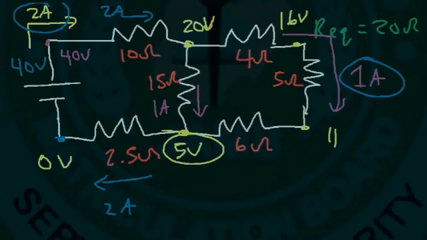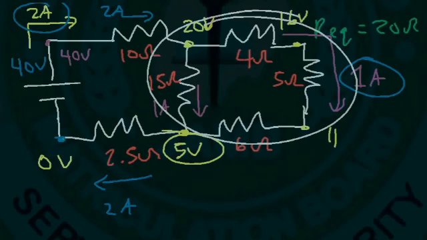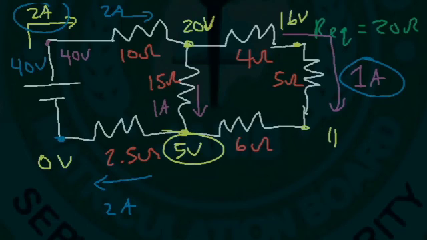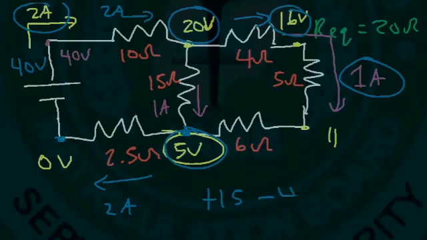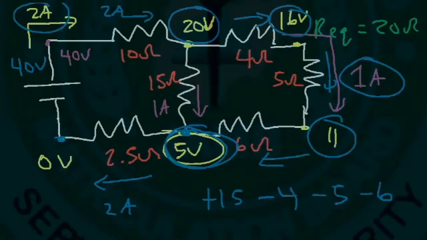Let's look at this part. So let's start at this position, and let's travel in this direction. As we go from 5 to 20, the voltage increases by 15. Next, as we travel from 20 to 16, the voltage drops by 4, so we have a voltage drop. And as we travel from 16 to 11, it drops by 5. And as we go from 11 back to 5, it drops by 6.